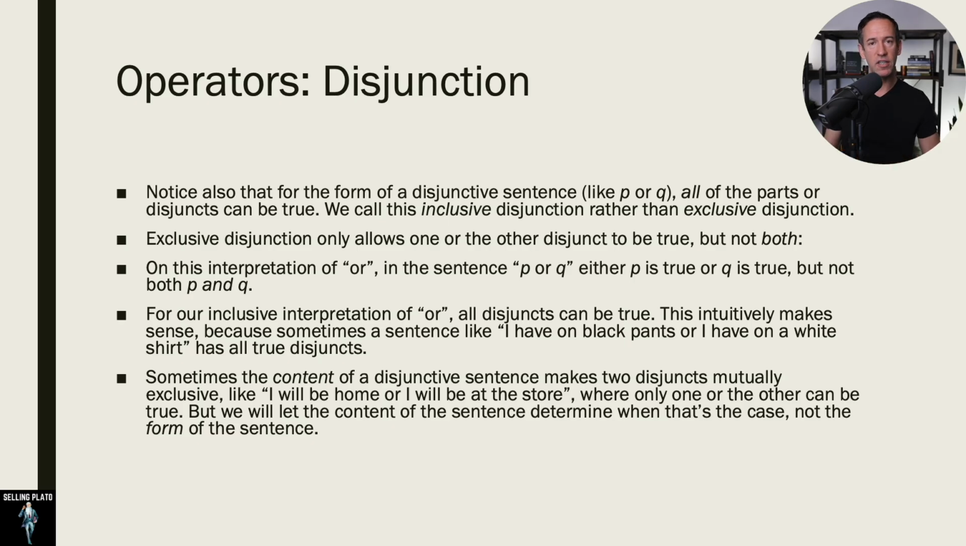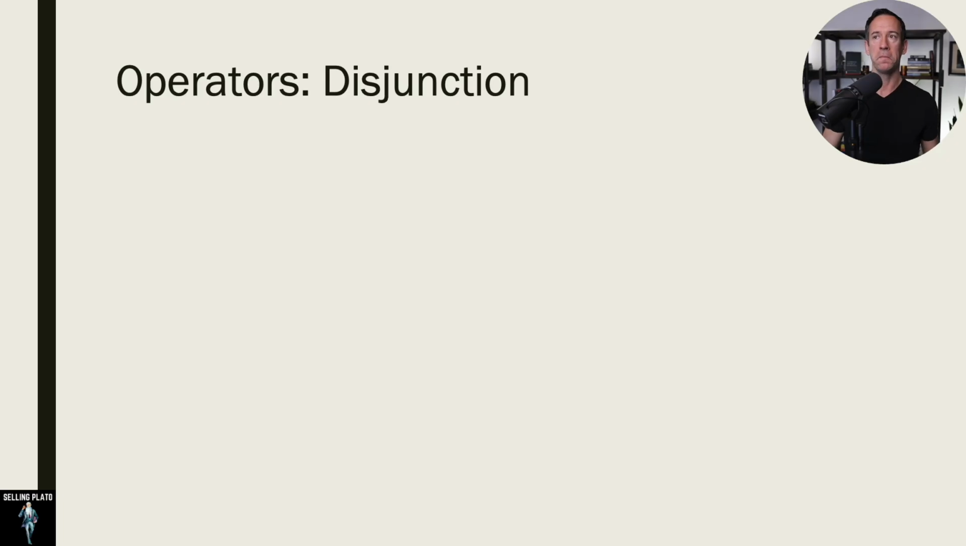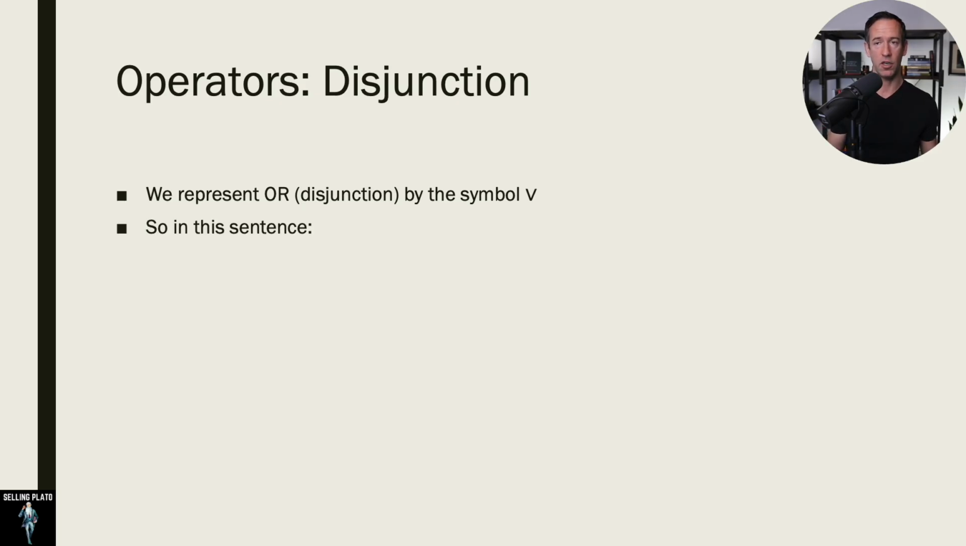All right. So you'll see that later on, but that's an explanation that I want to give you if you're wondering, okay, why are we going with this interpretation of or rather than the exclusive kind? This is why. Okay. So we're going to represent or. Let's talk about the symbol now. Disjunction is represented by that symbol right there. It looks like a V, but it's a little different than the English alphabet character V. It's the upside down version of and, or conjunction.